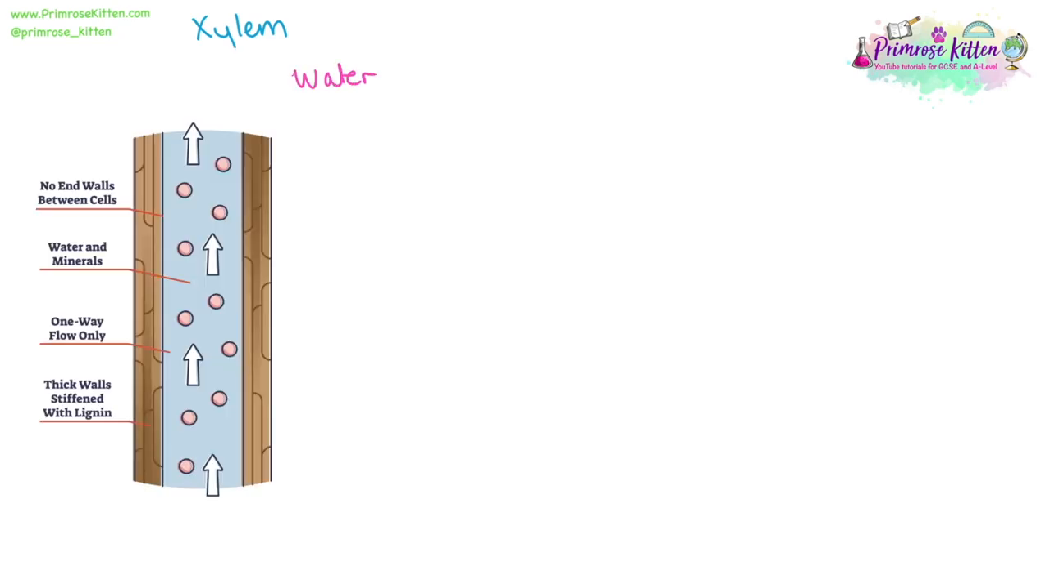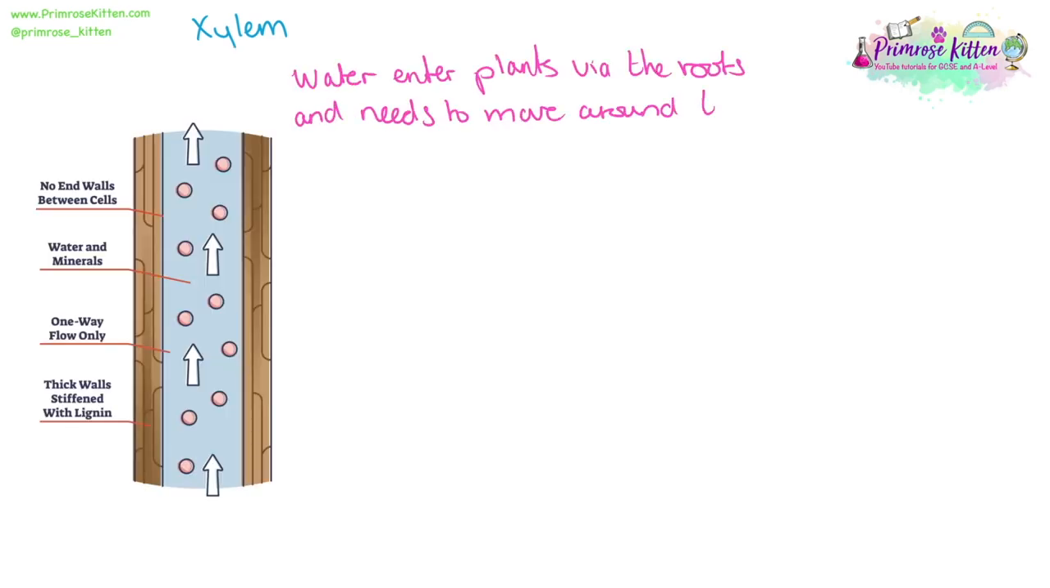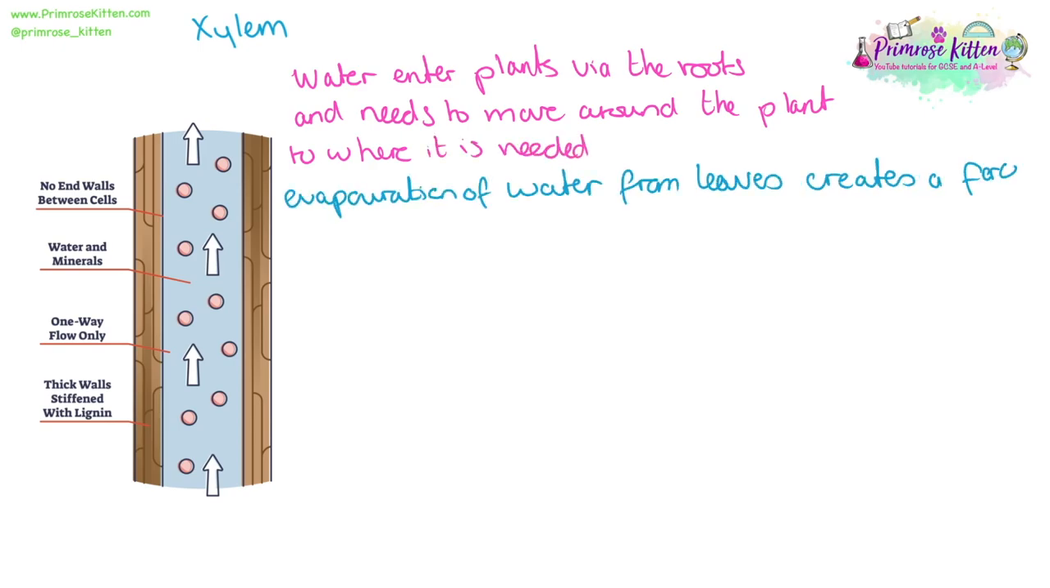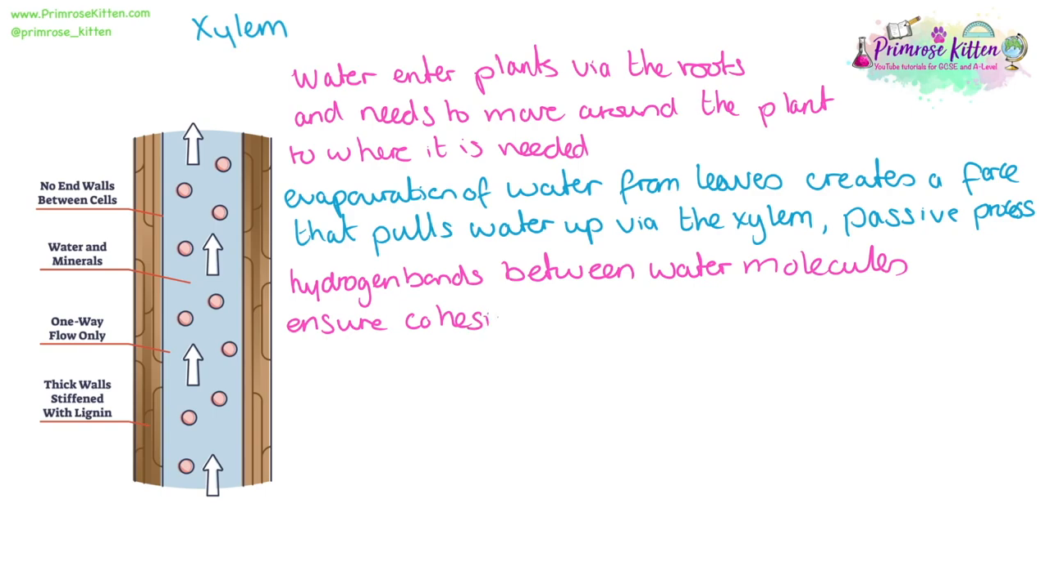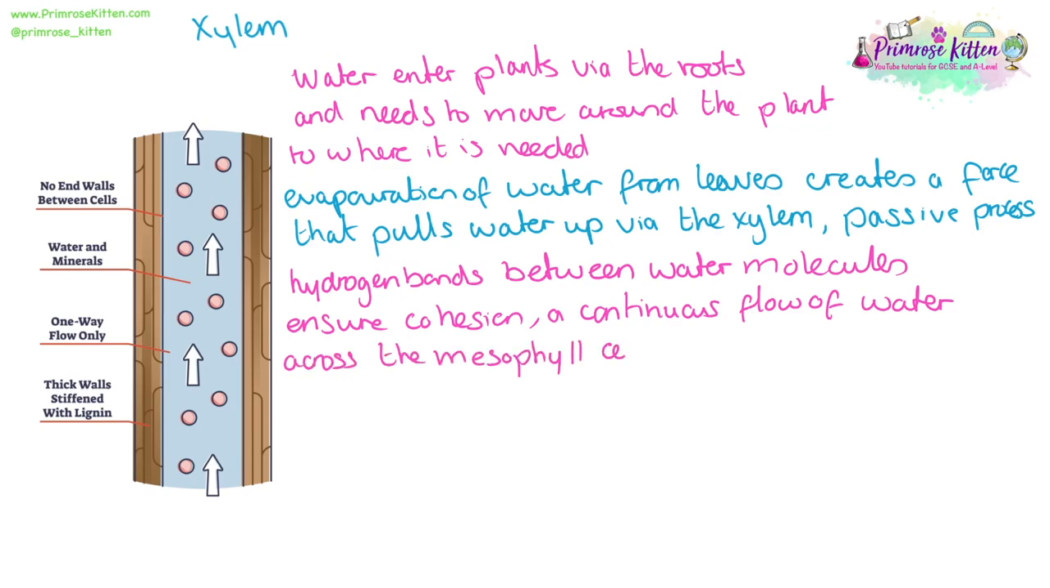Water will move around the plants via the xylem. Water will enter plants via the roots and needs to move around the plant to where it is needed. Evaporation of water from the leaves creates a force that pulls water up via the xylem. This is a passive process. Hydrogen bonds between water molecules ensure cohesion, and thus a continuous flow of water across the mesophyll cells and the xylem.